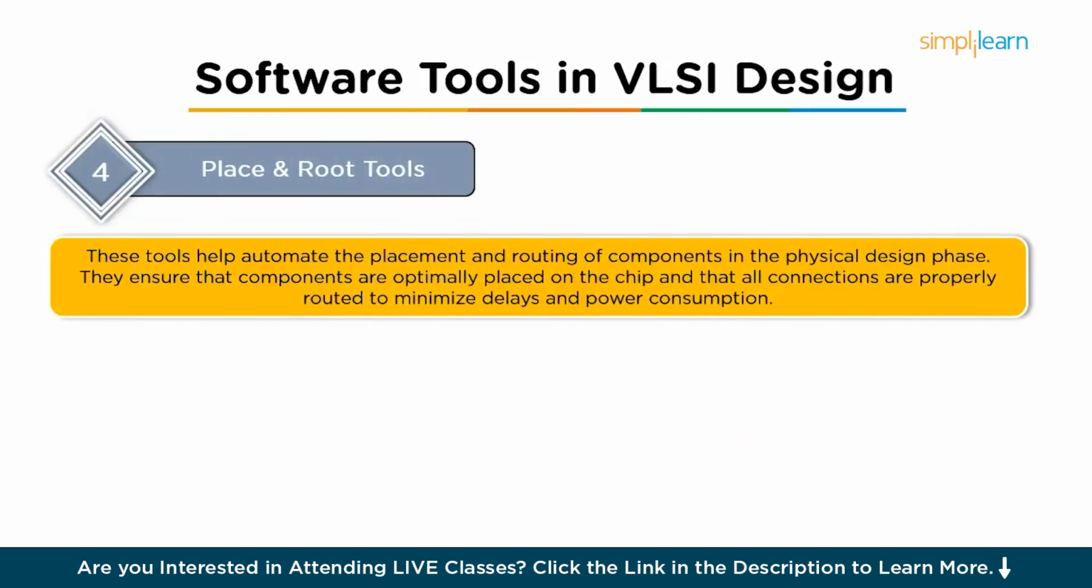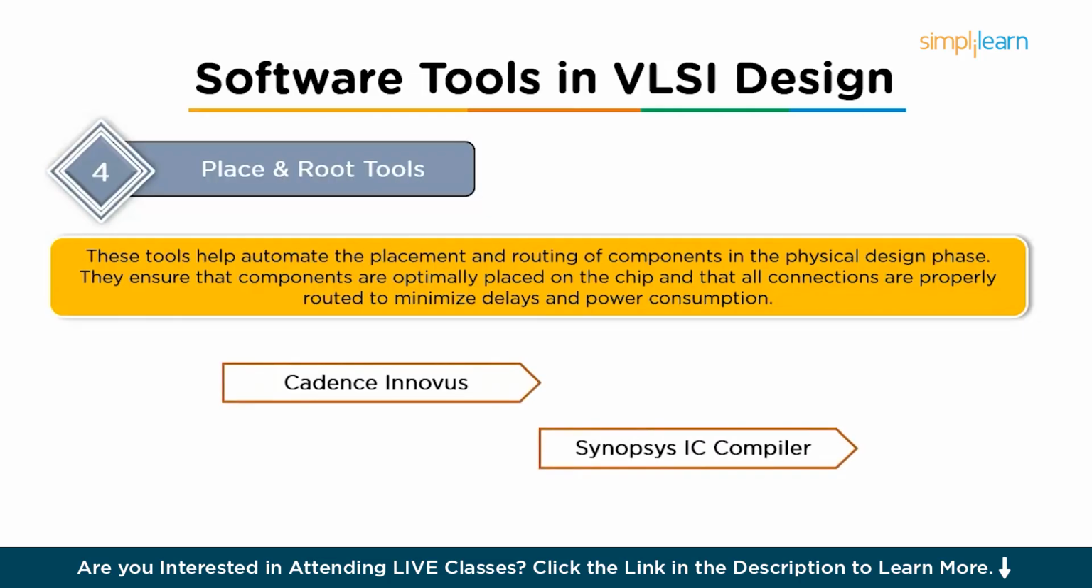These tools help automate the placement and routing of components in the physical design phase. They ensure that components are optimally placed on the chip and that all connections are properly routed to minimize delays and power consumption. Examples are Cadence Innovus and Synopsys IC Compiler.